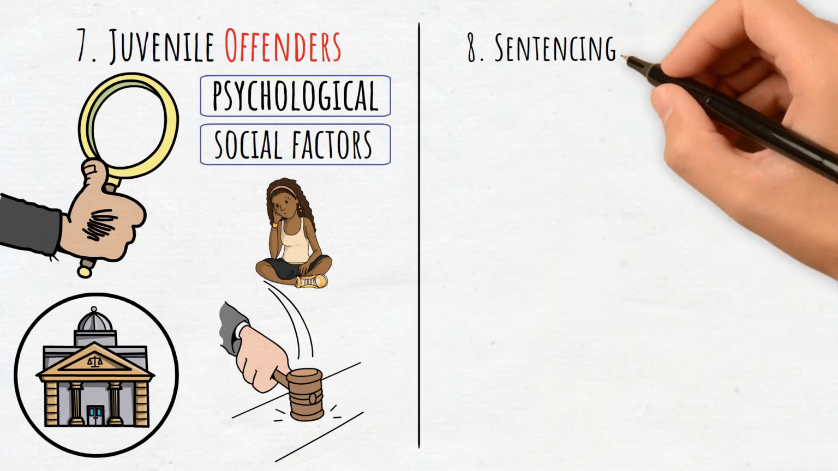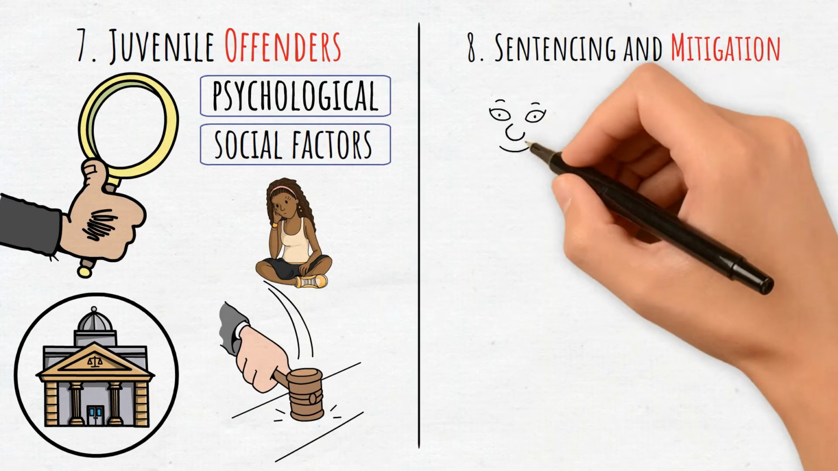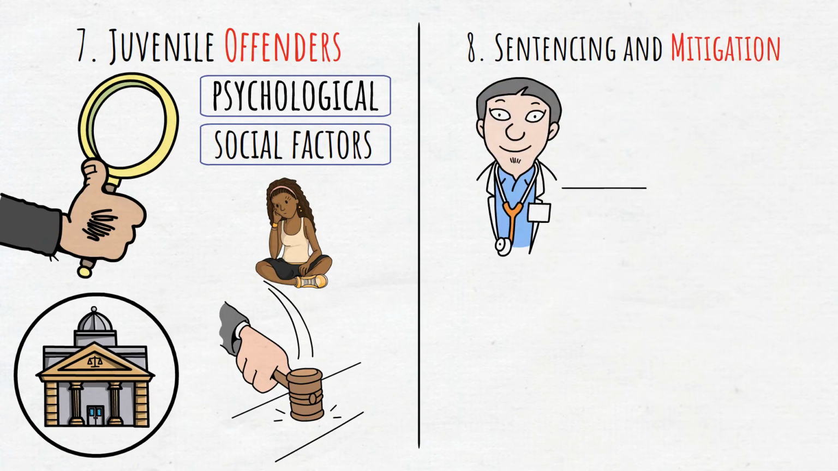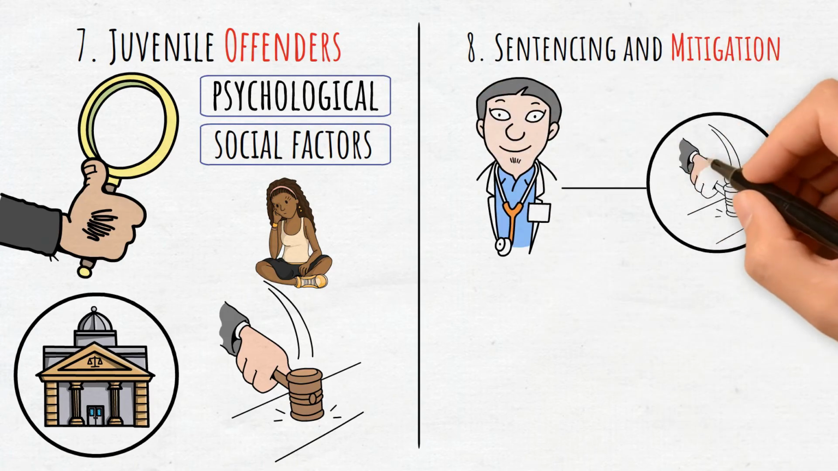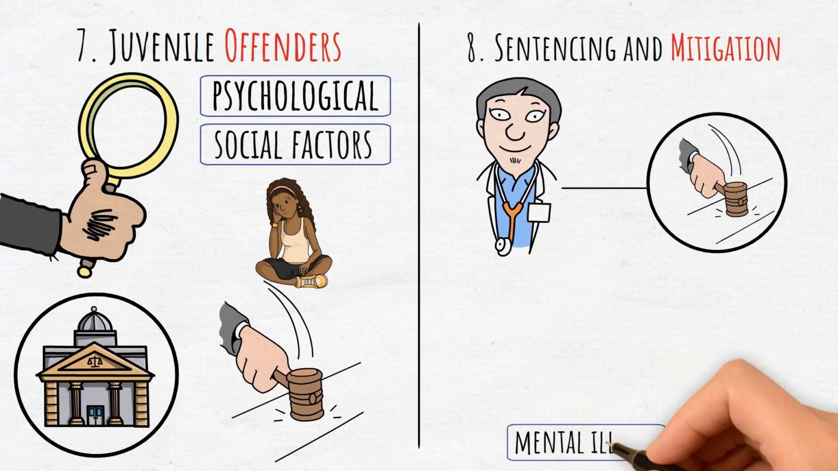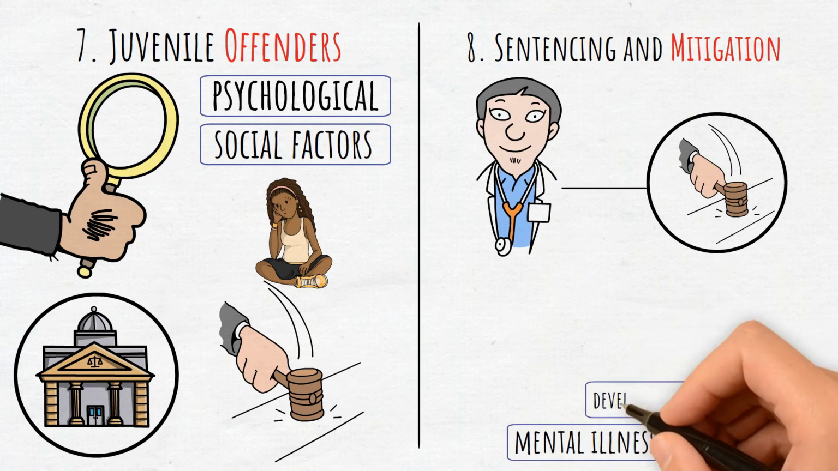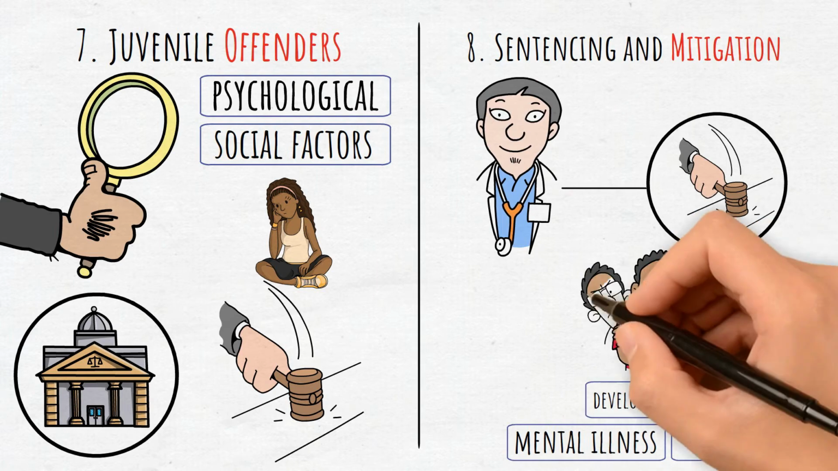8. Sentencing and mitigation. Psychologists offer insights into mitigating factors that could lessen the severity of a sentence. These include mental illness, trauma, or developmental issues that impacted the defendant's behavior.